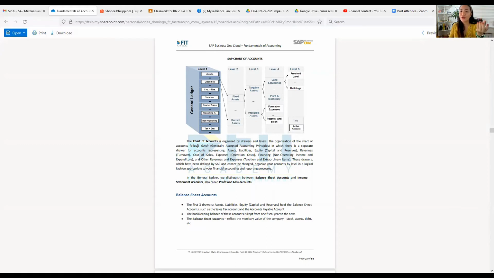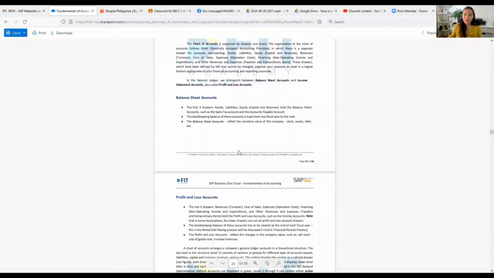So in the general ledger, we distinguish between balance sheet accounts and income statement accounts, the so-called profit and loss accounts. Right? So for balance sheet accounts, the first 3 drawers are assets, liabilities, equity. Equity includes capital and reserves. These hold the balance sheet accounts such as the sales tax account and the accounts payable account. Okay, so the bookkeeping balance of these accounts is kept from one fiscal year to the next. The balance sheet accounts reflect the monetary value of the company, like stock, assets, debt, and so on.